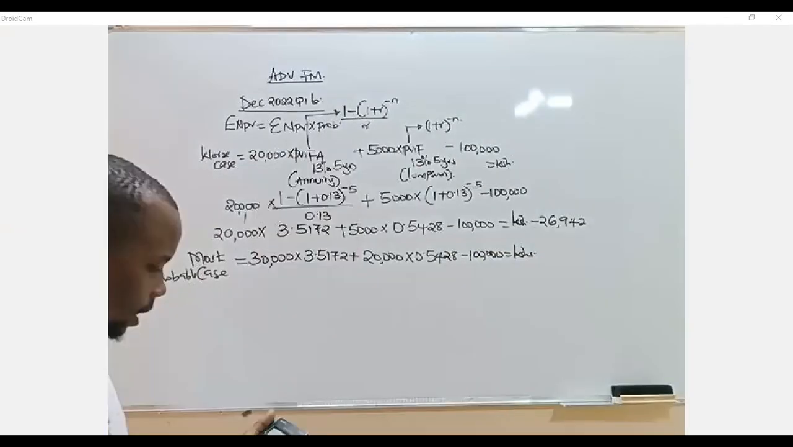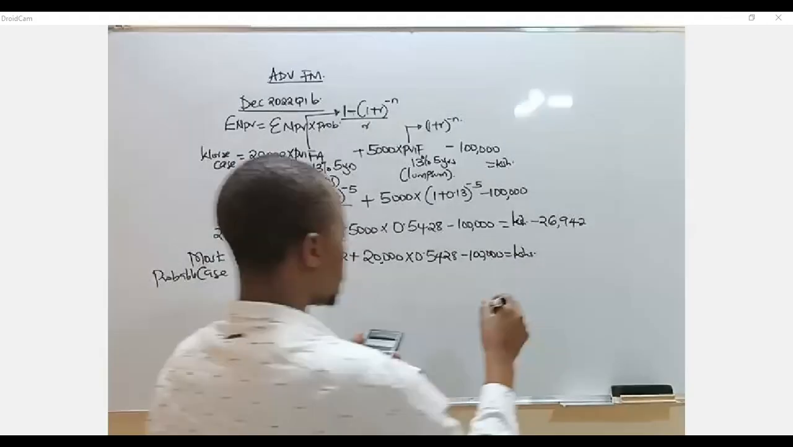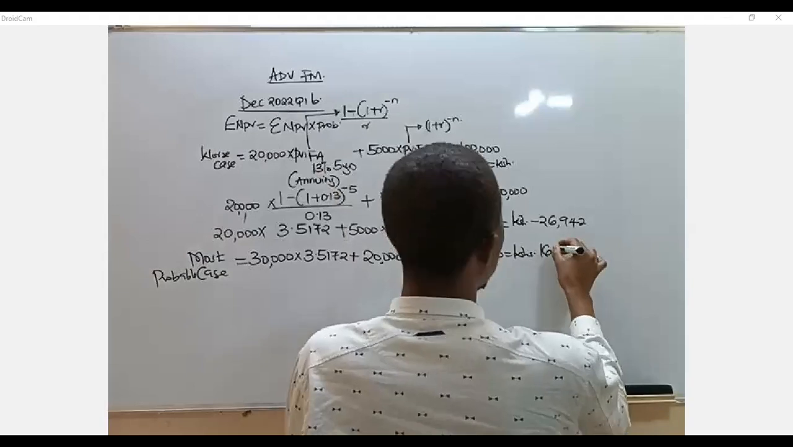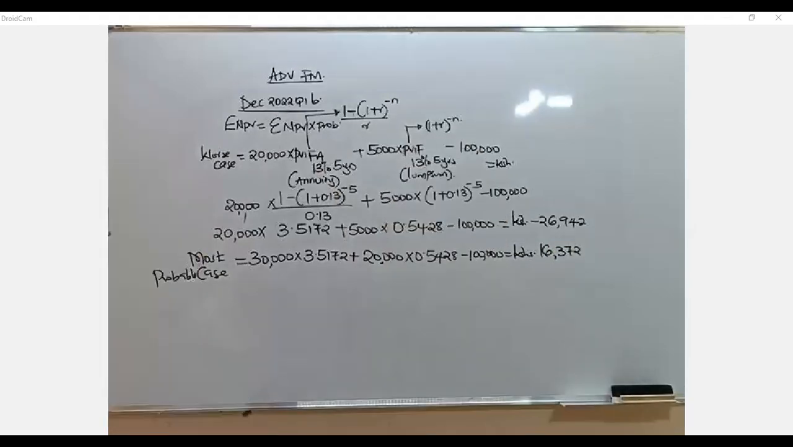So I just say 30,000 times 3.5172 plus 20,000 times 0.5428 minus 100,000. Getting 16,372. Then let us go to the last one, to get the last marks.